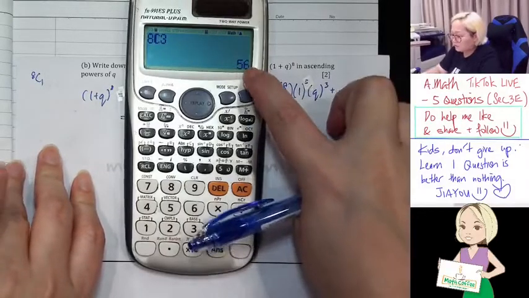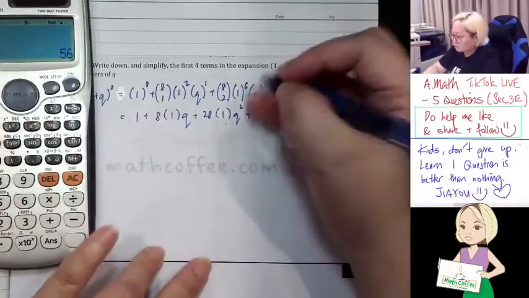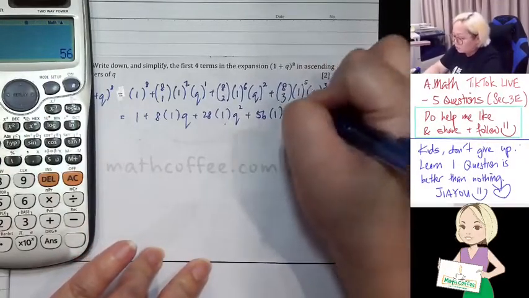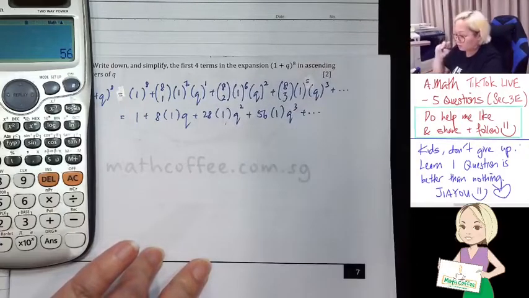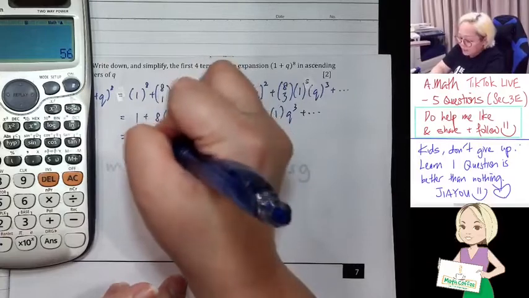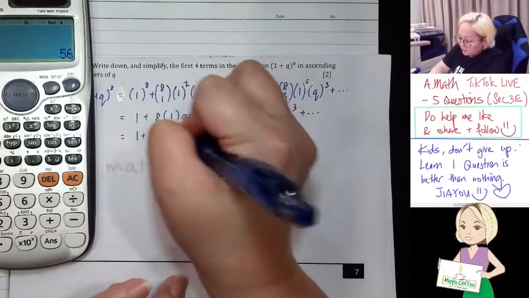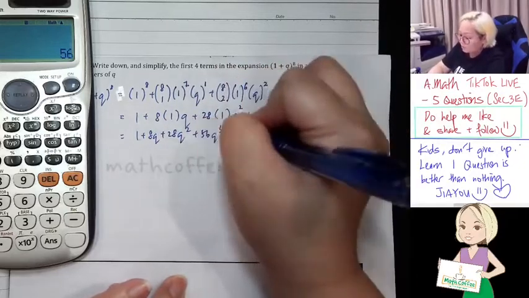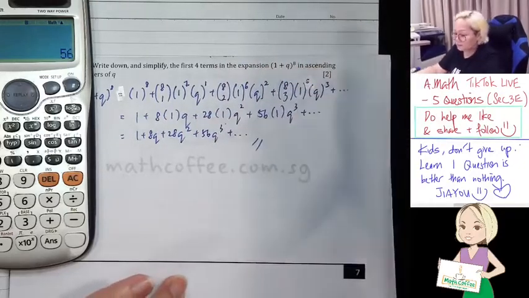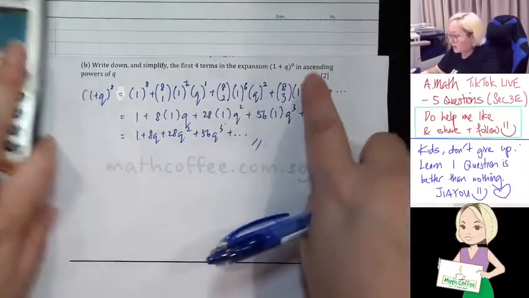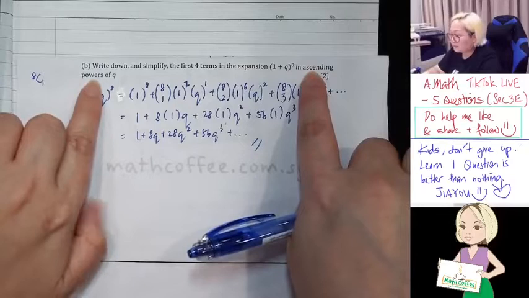So this is 56. So it will be 56, 1, Q cube plus dot dot dot. So when I simplify, it will become 1 plus 8Q plus 28Q squared plus 56Q cube plus dot dot dot. Done. So this is the first 4 terms of this expansion. And you mentioned ascending power of Q.